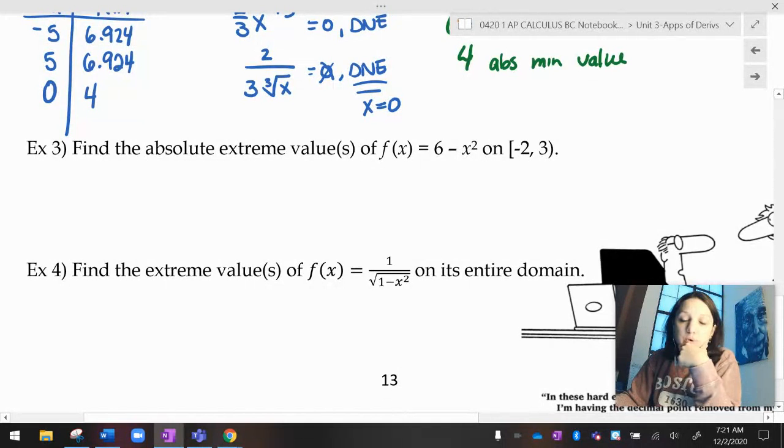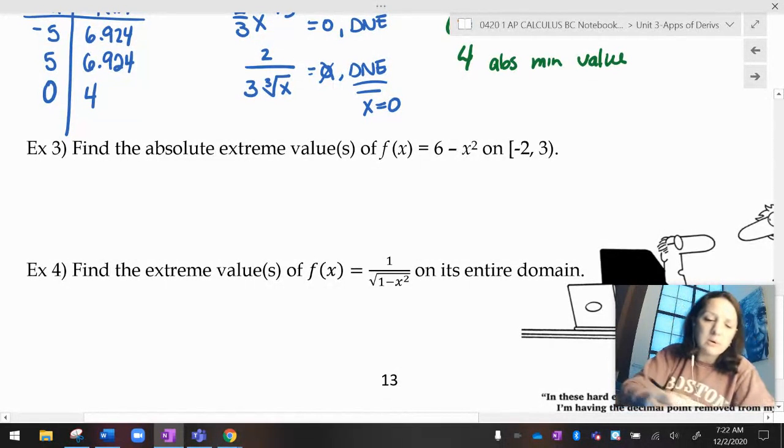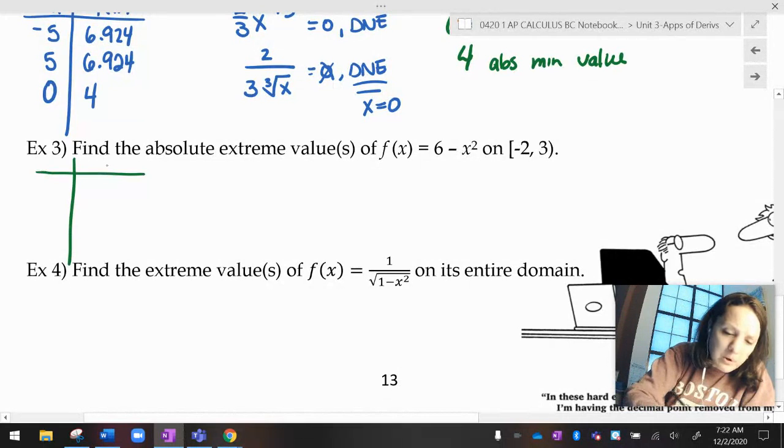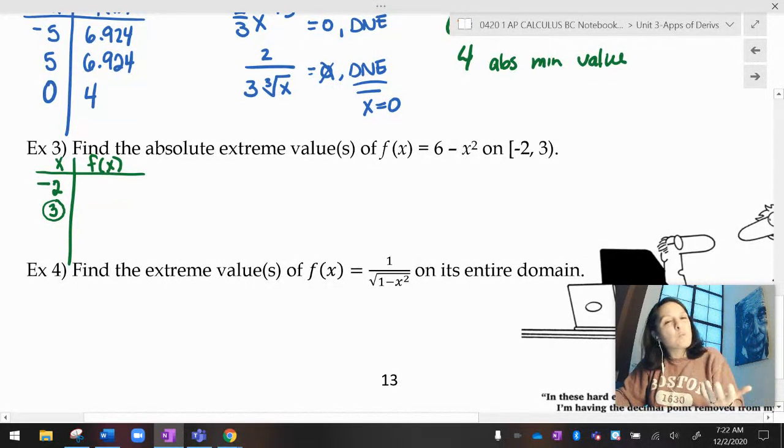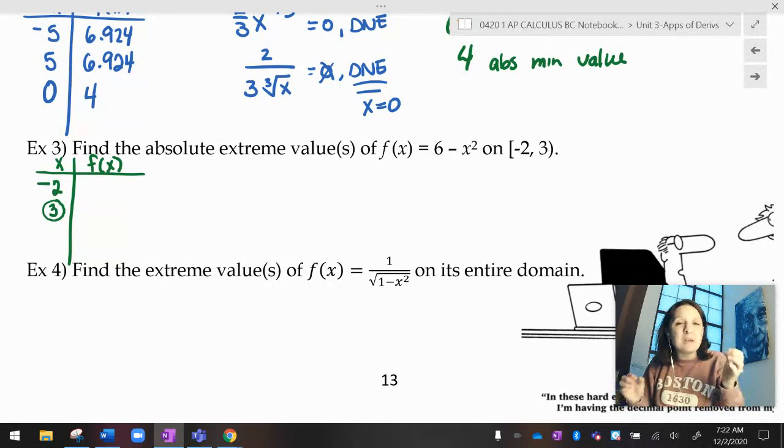Okay. Find the absolute extreme values of f of x equals 6 minus x squared on the interval from -2 to 3, but it's open at the endpoint. Okay, so now I really need to think about this one, and what do we want to do here? So what I'm going to do is I'm still going to make one of these test tables. And -2 I'm going to put here. And 3 I'm going to put here, but I'm going to put a hole around it to remind myself that it doesn't really exist. I'm just using it to figure out, is that going to be a place that I really care about? Okay, and I'll explain that in a minute.